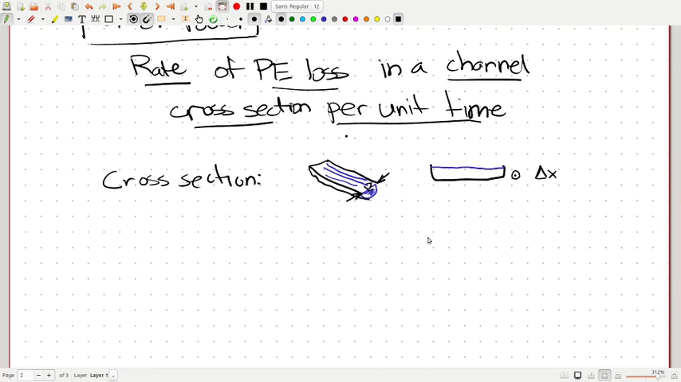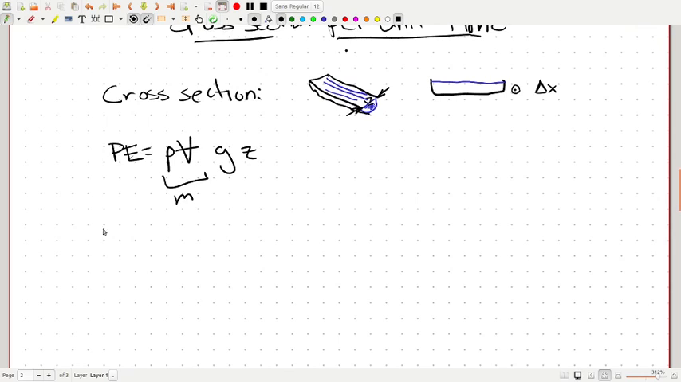So the next thing is potential energy. So we know that potential energy in this fluid is equal to rho times the control volume, and so this is just your mass, times g, times z, which is the elevation. And power is the rate of dissipation of that over time. So if we try to turn this potential energy into a power, what we need to do is define that. So omega is stream power.